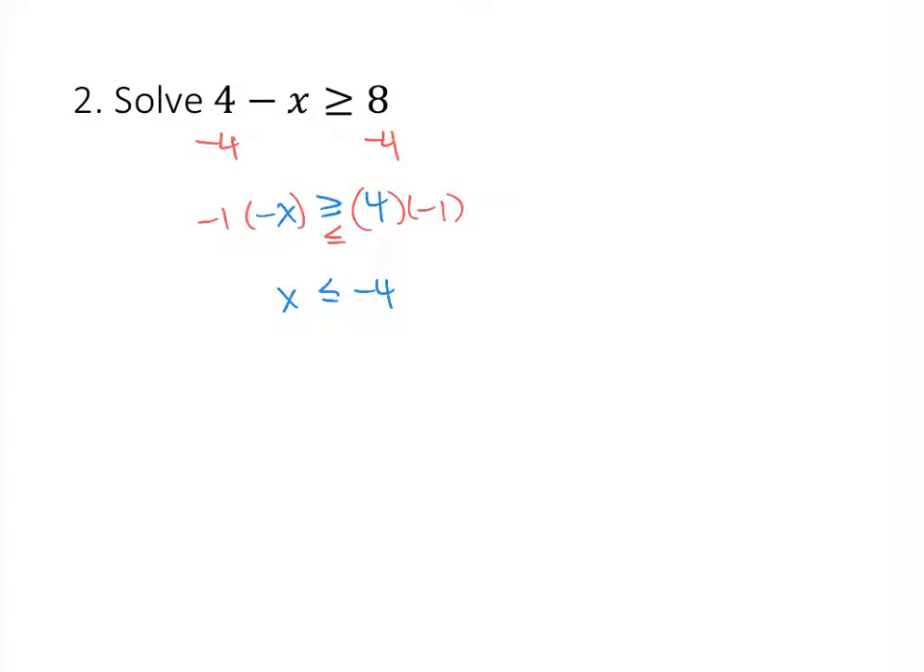Whenever you multiply or divide an inequality by a negative on both sides, that reverses the direction of the inequality. And again, writing this in interval notation, this is the interval from negative infinity to negative 4. This time, since it's a less than or equal to, we use square brackets.